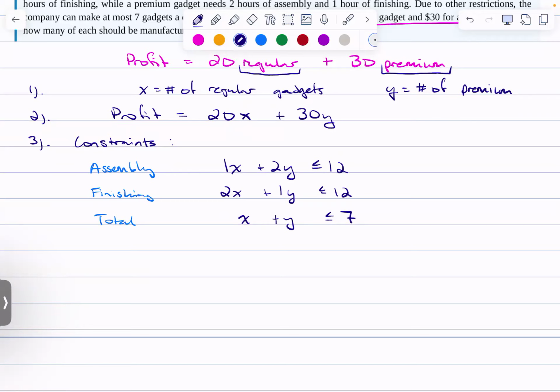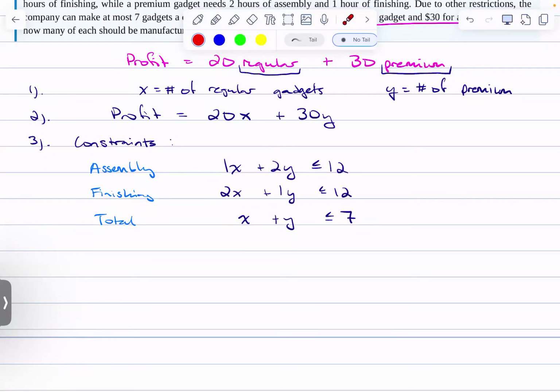So you could play around with it, because the number of gadgets is a whole number. In theory, you could list all your x's from 0 to 7 and the corresponding y's, because they can be at most 7. That's brute forcing it. You don't want to rely on that, but you could get to the answer that way.